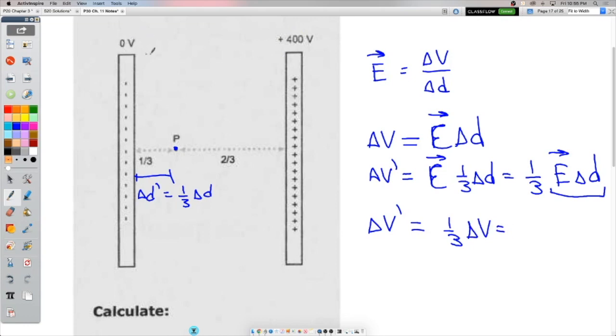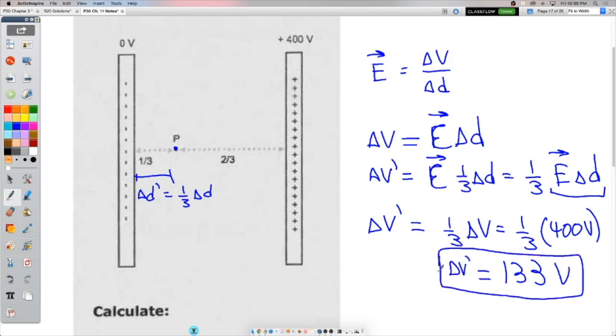Well, it's from 0 volts to 400 volts. That's the reference points they chose. So 1/3 times 400 volts or joules per coulomb. And that gives you 133 volts or joules per coulomb. That is the voltage at P. Perhaps maybe I should have used a P subscript. How about that?